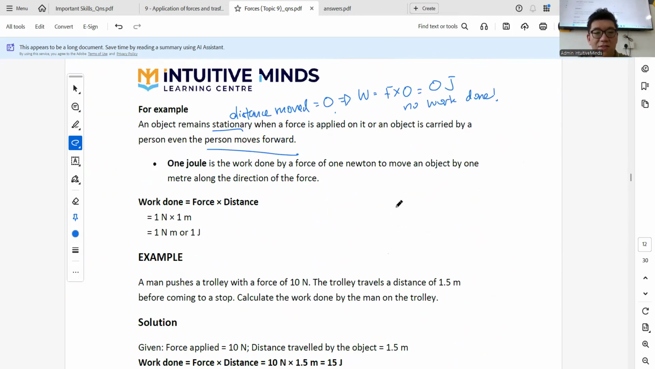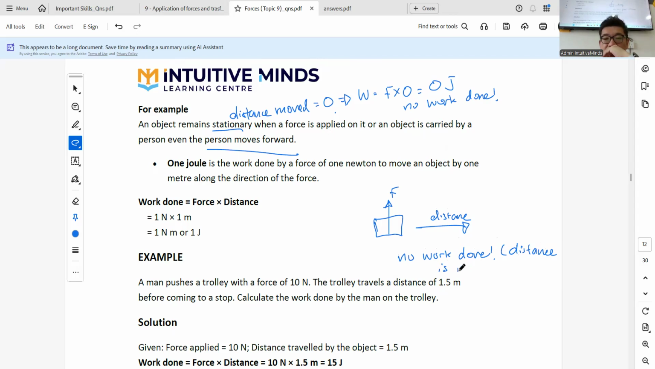Okay? Meaning to say, if you look at something like that, the object, the force is up, but the distance moved is here. There is no work done. Okay? The distance is not in the same direction as the force.